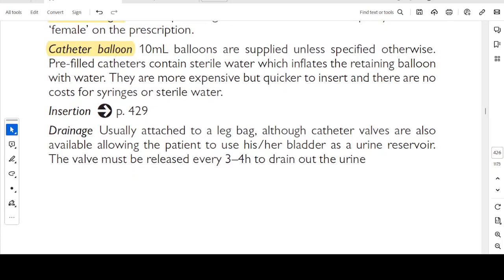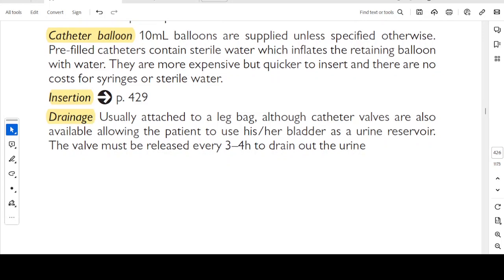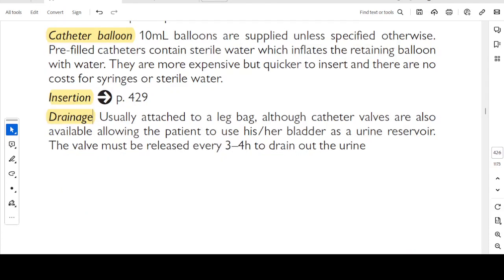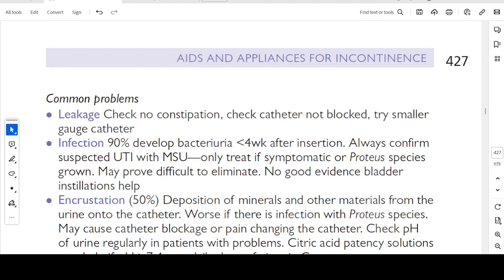Insertion. This procedure is given in 429. Drainage: usually attached to a leg bag, although catheter valves are also available, allowing the patient to use his or her bladder as a urine reservoir. The valve must be released every 3 to 4 hours to drain out the urine.